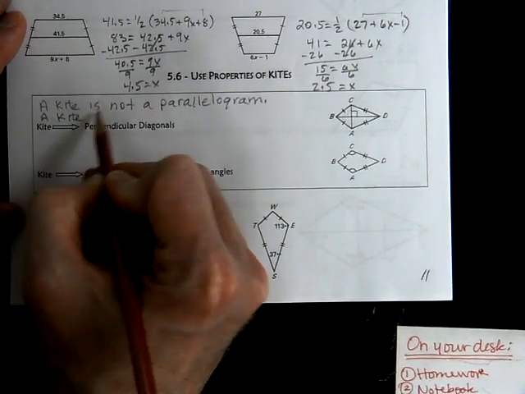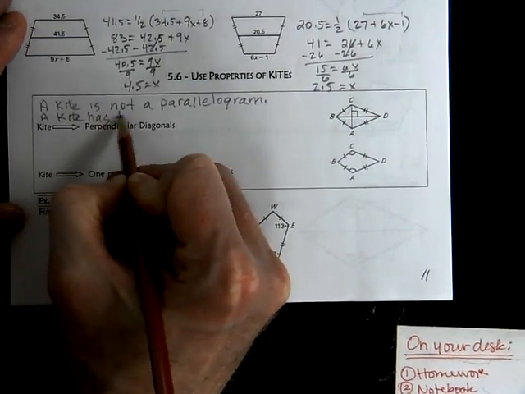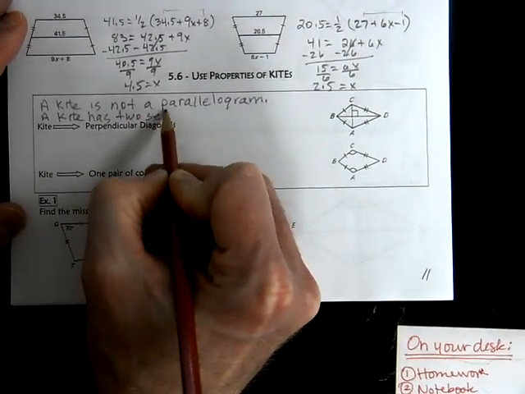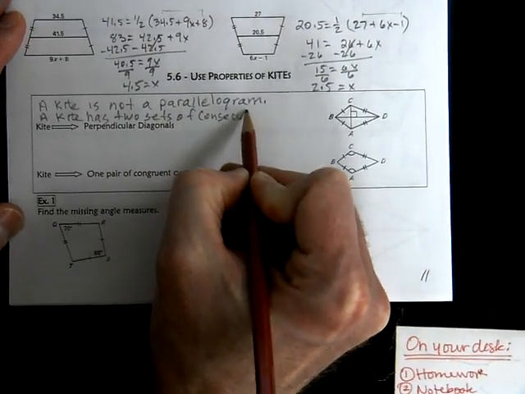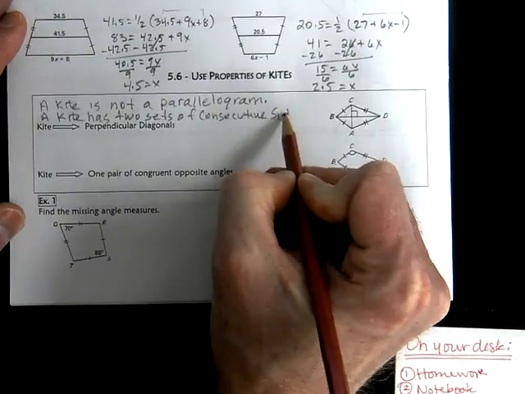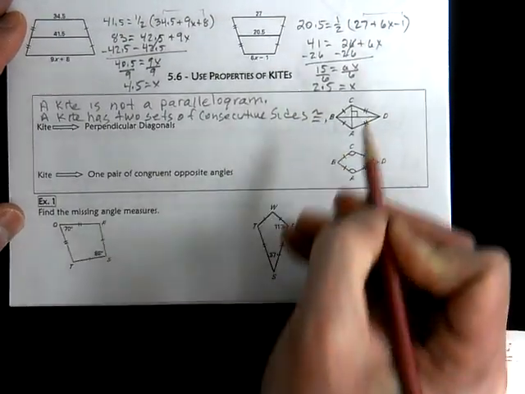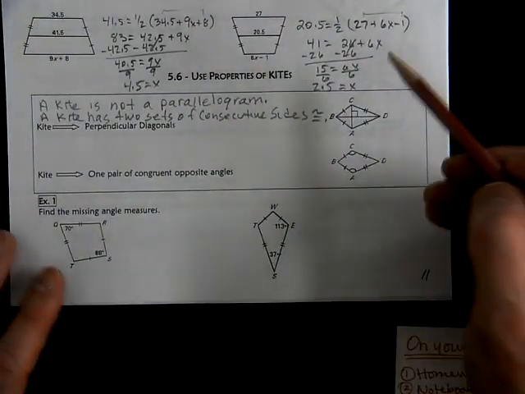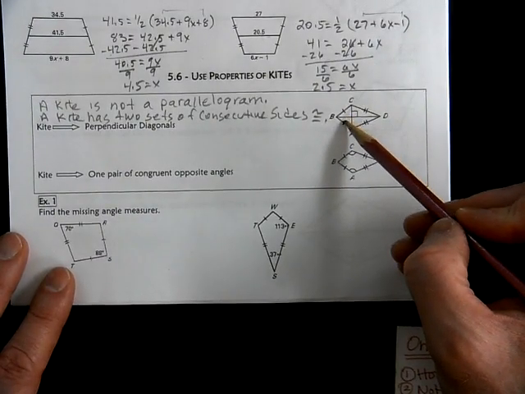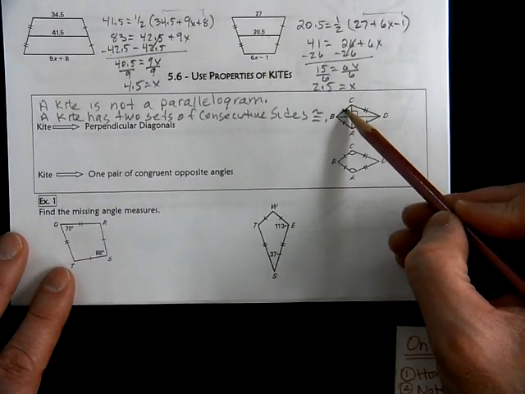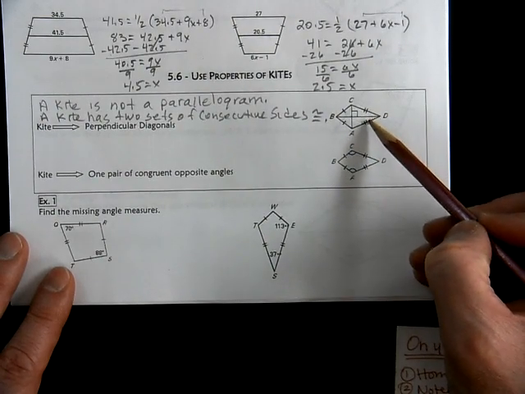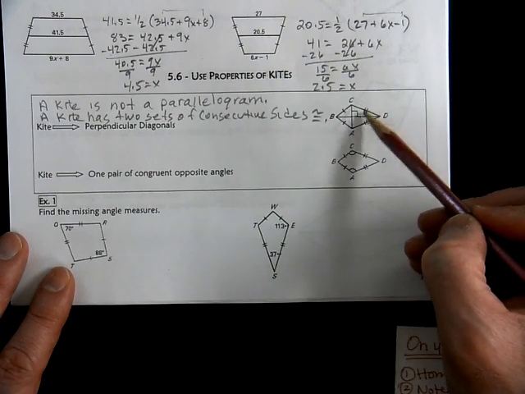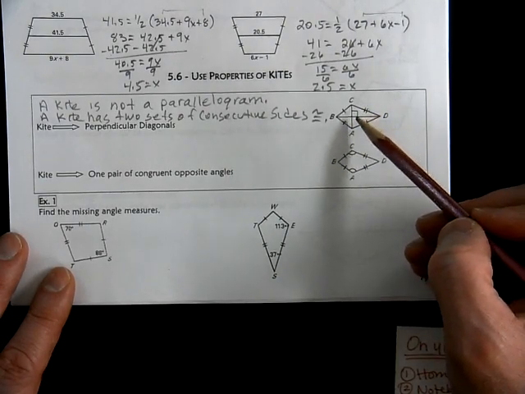A kite has two sets of consecutive sides congruent. Two sets of consecutive sides. Here's one set of consecutive sides the same. And then we have a second set the same. But opposite sides are never the same in a kite.